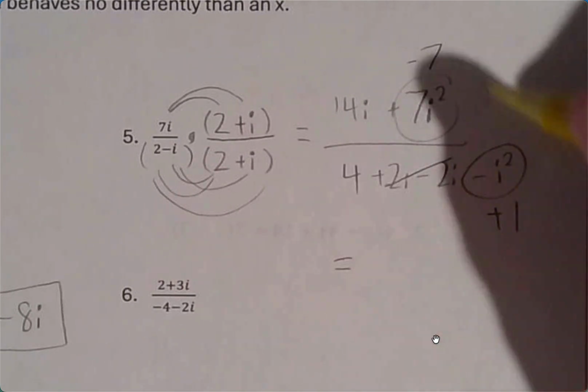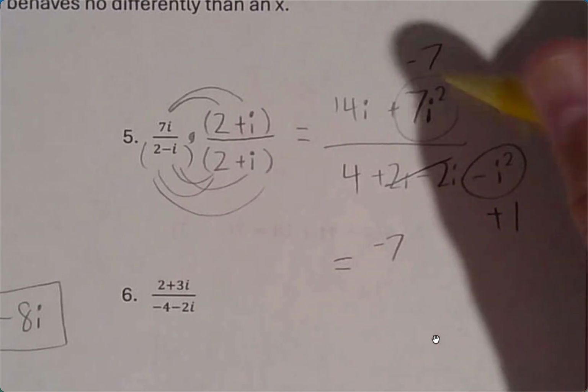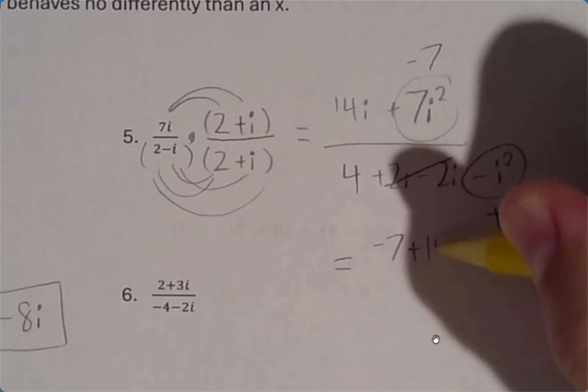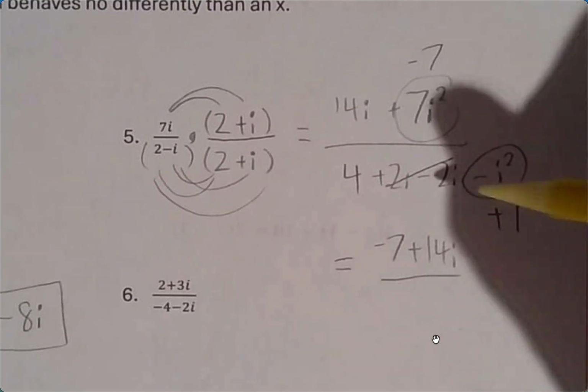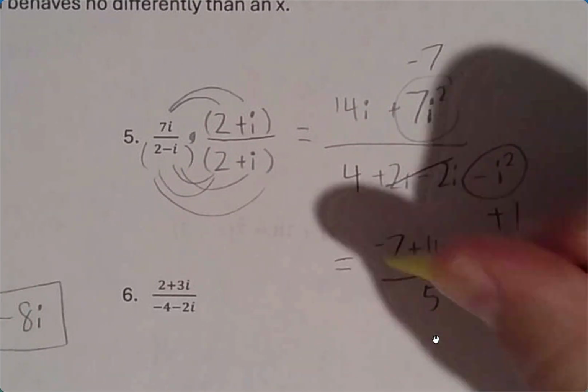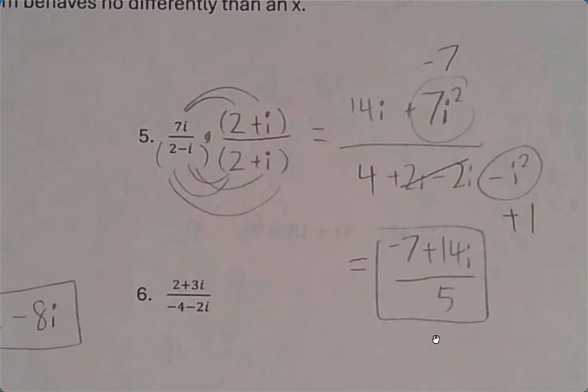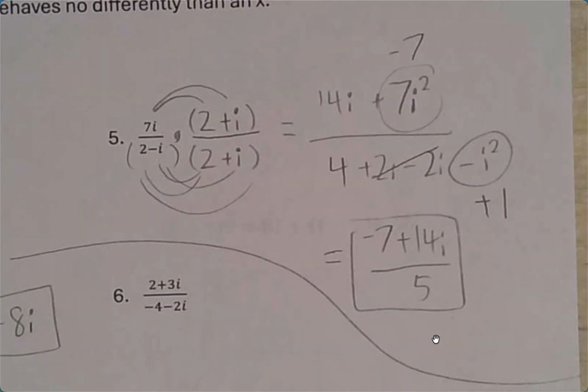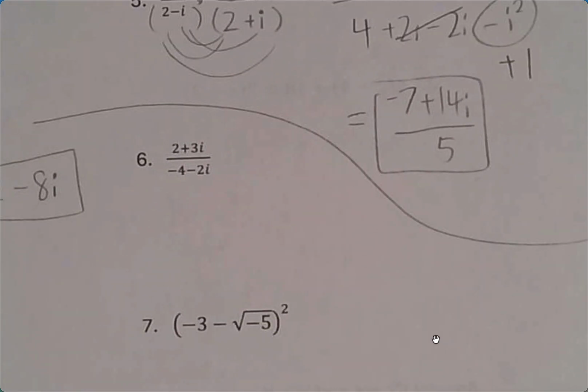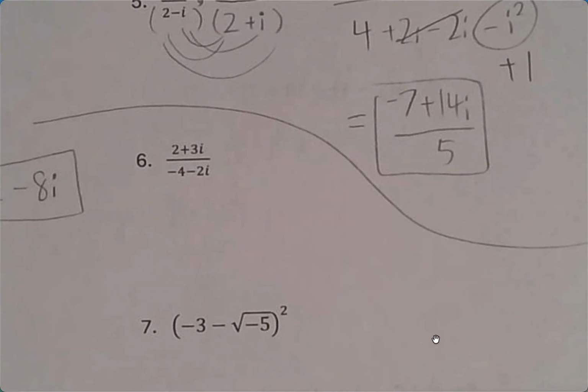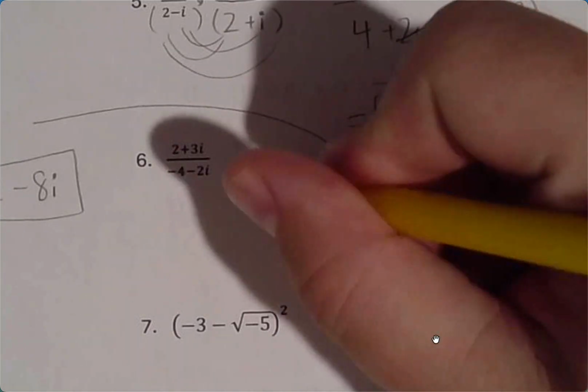We're pretty much there. I have a negative 7. I've got a plus 14i. Just reordering that. And then on the bottom, I've got a 4 and a 1, which must make 5. And there we go. I have rationalized this question. All right, number 6 is a little bit trickier. And at this point, honestly, I kind of want to say, well, never mind. We're 13 minutes in. We can do it. So let's press on and get through this one.